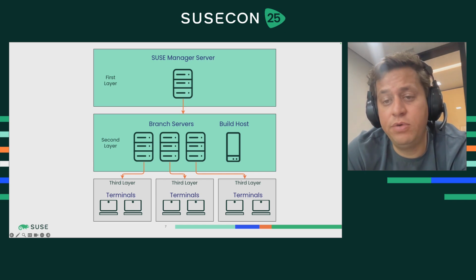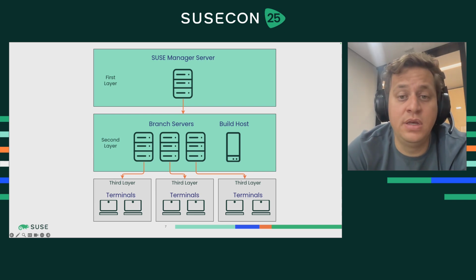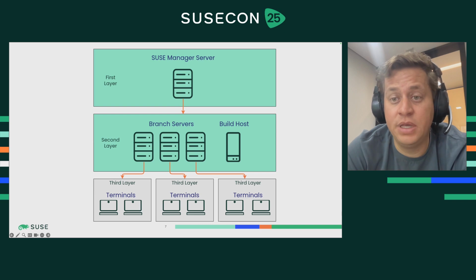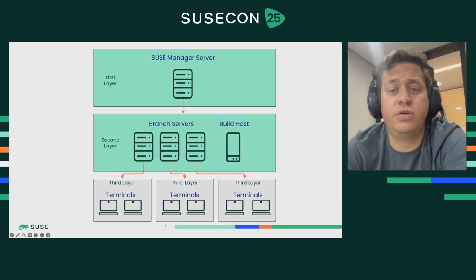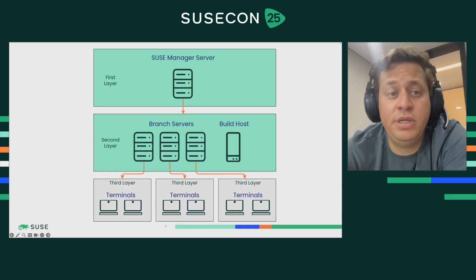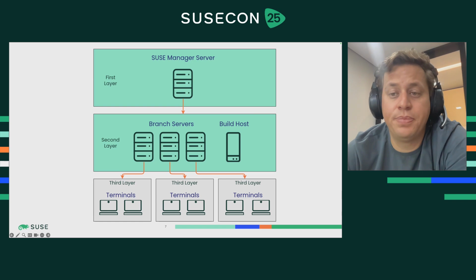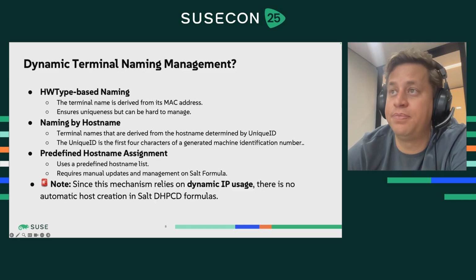In the third layer, we have the POS terminals, which are the actual devices used in retail stores. The idea of this three-layer architecture is to provide a more consistent architecture to ensure scalability and reliability inside the store. Okay, so it's an efficient system to update the systems across multiple retail locations. The branch server can handle the traffic if the SUSE Manager server is down or something like that.